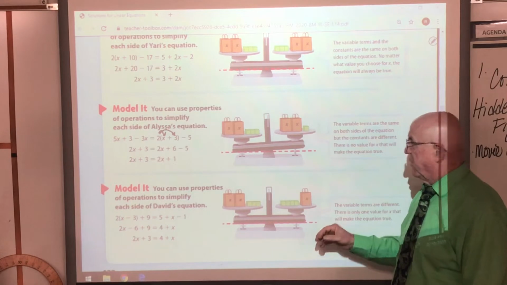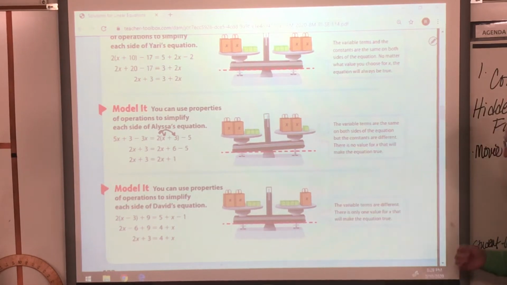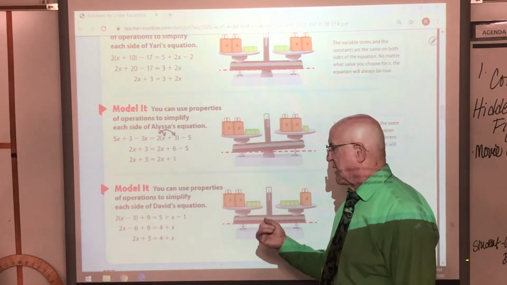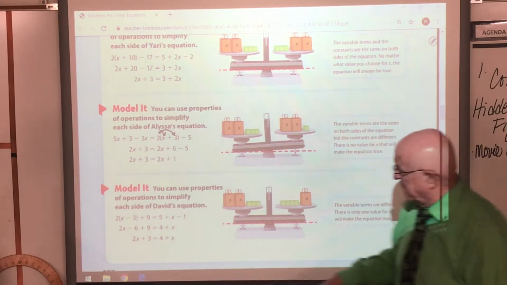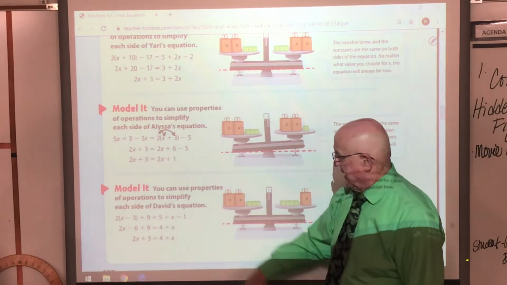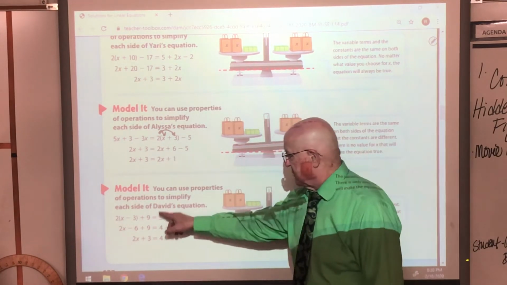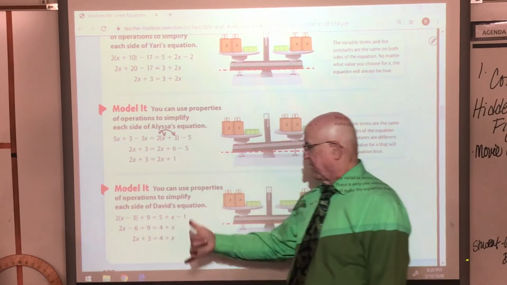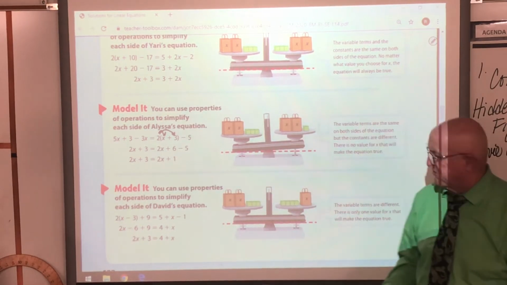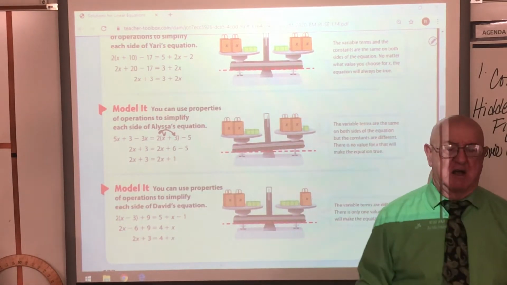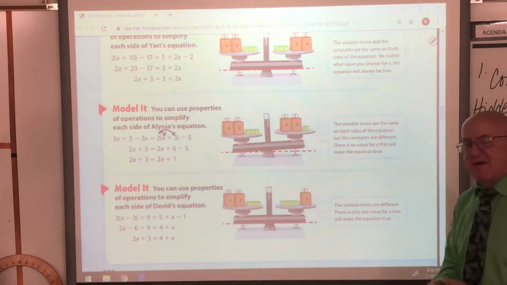If you look at the third one, which is David's equation, we have 2 times the quantity x minus 3, plus 9, is equal to 5 plus x minus 1. Again, when we distribute, we get 2x minus 6 plus 9 equals 4 plus x. When we combine like terms up here, 5 and negative 1 add up to 4. So we have 2x plus 3 equal to 4 plus x. As long as these x coefficients are different, we will always be able to have one solution.